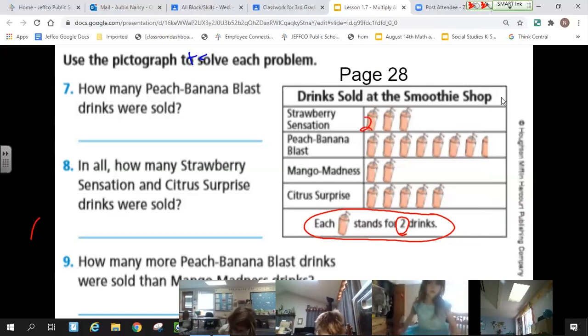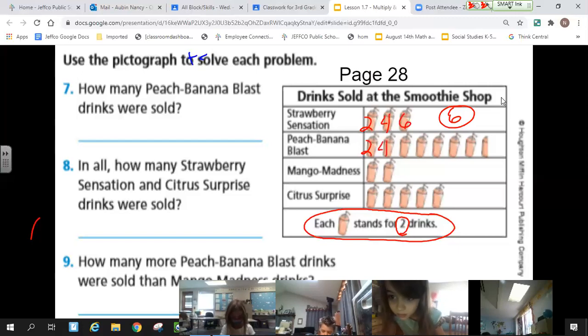2, 4, 6. So a total of 6. Now let's count the peach banana blast. Ready? Charlie B, count with me. 2, 4, 6, 8, 10, 12, 14.